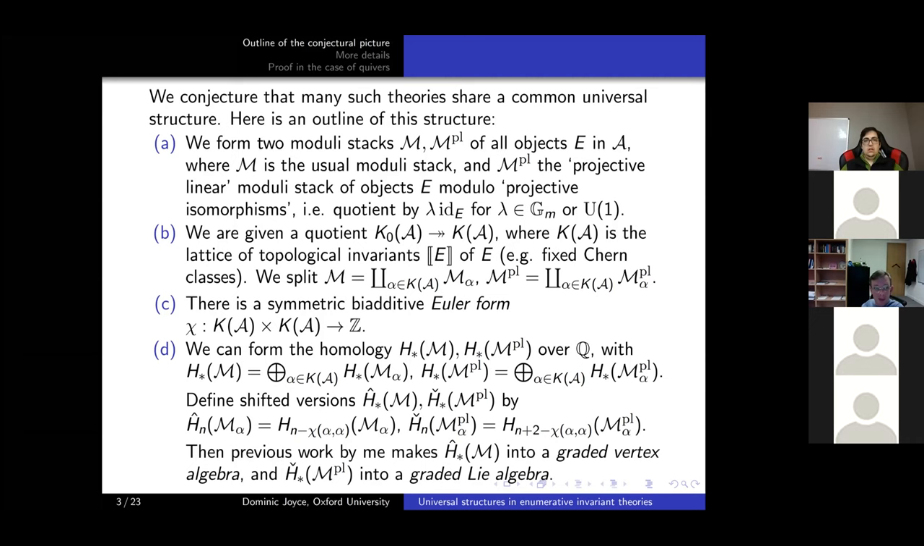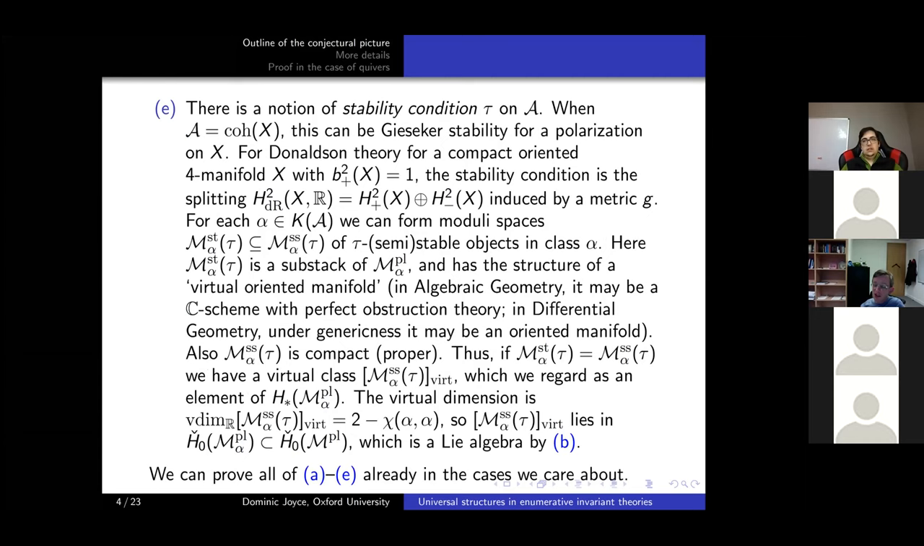Okay, next I want to say that there's some kind of notion of stability condition on my category A, which I'm going to write tau. So if A is a category of coherent sheaves, this could be Gieseker stability or possibly mu stability for some polarization on X. If A was a triangulated category, a derived category of something, then you probably want to use Bridgeland stability conditions.